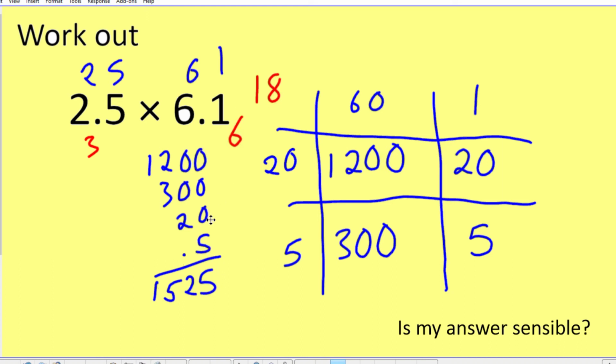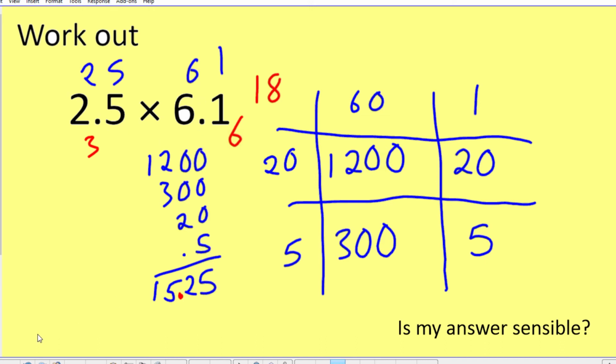So about 18, well, if I put it there, that's still going to be 152. If I put it there, we've got 15.2. If I put it there, I've got 1.5. We need to be around 18. So using a bit of common sense, the point is going to go there. 15.25. That seems like a sensible answer to 2.5 times 6.1.